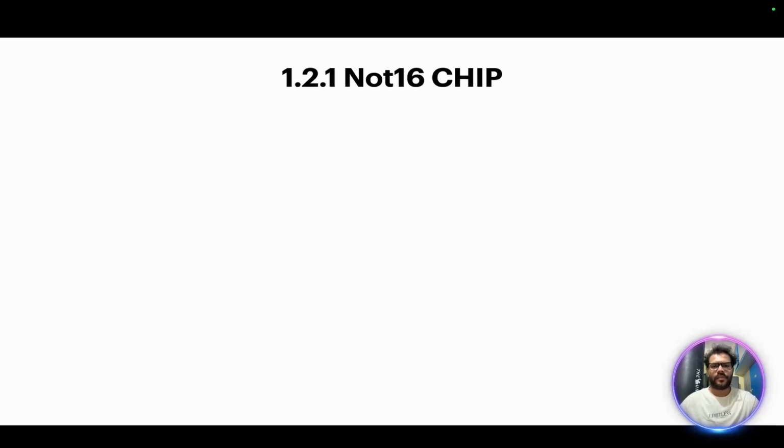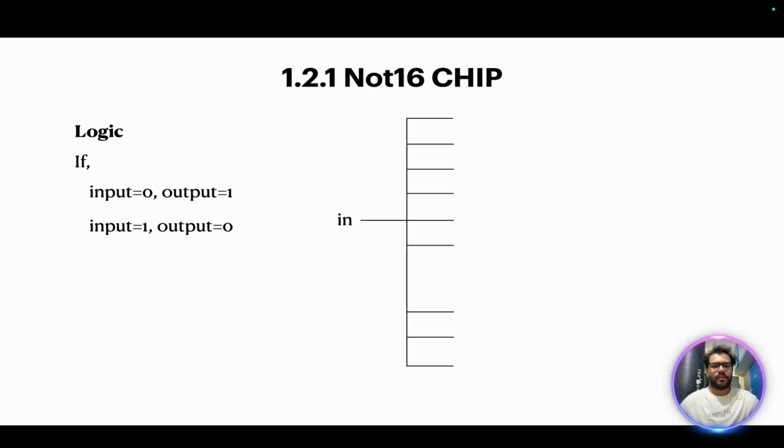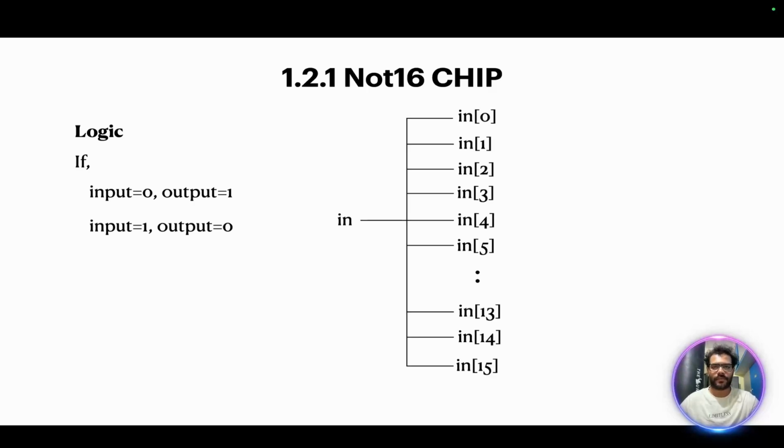What is Not16? The logic is still the same as the NOT gate. If the input is 0, the output is 1. If the input is 1, the output is 0. Now, the input, however, unlike the basic NOT chip that we built before, has 16 bits, or 16 digits to it. And these are represented by indexing. You have input of 0, input of 1, input of 2. The numbering or the indexing in computers starts from 0. And since we have 16 digits, the indexing starts from 0 and ends at 15.